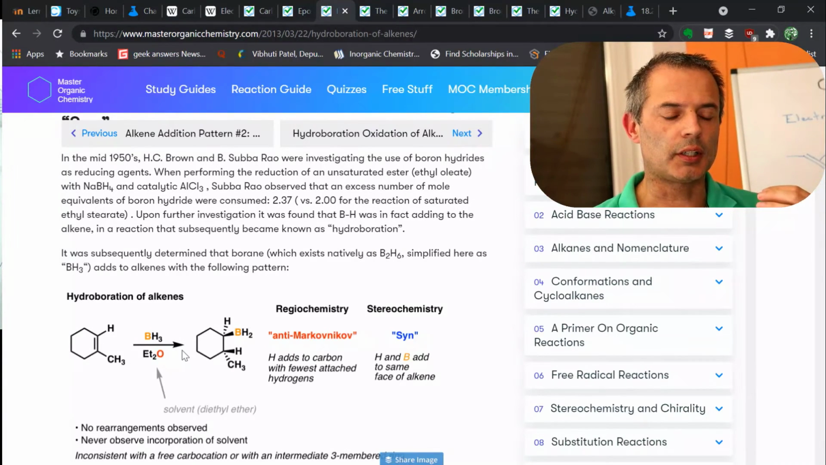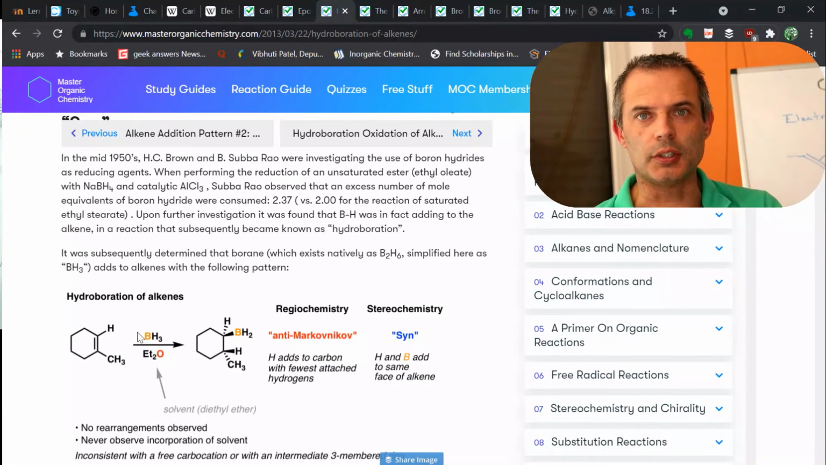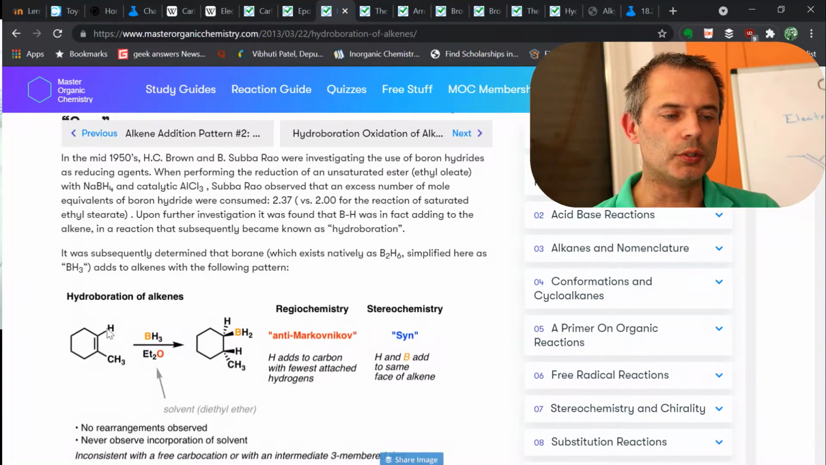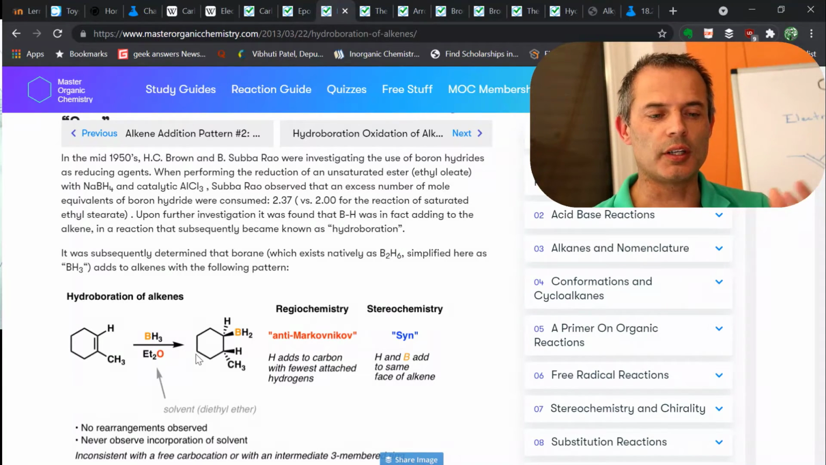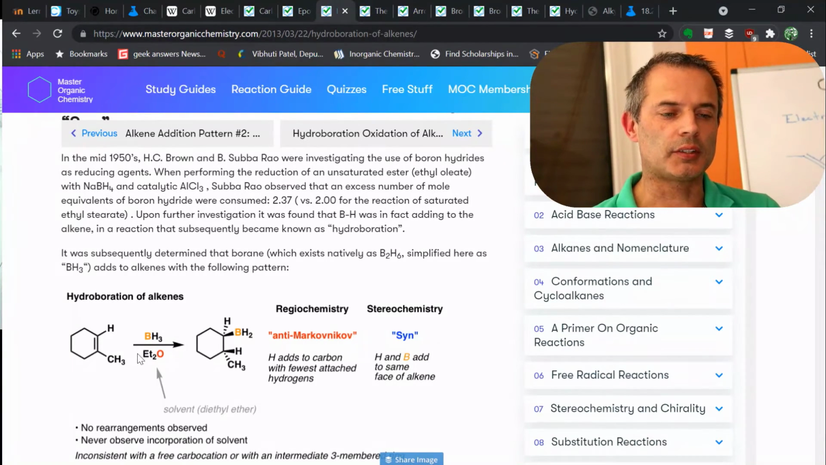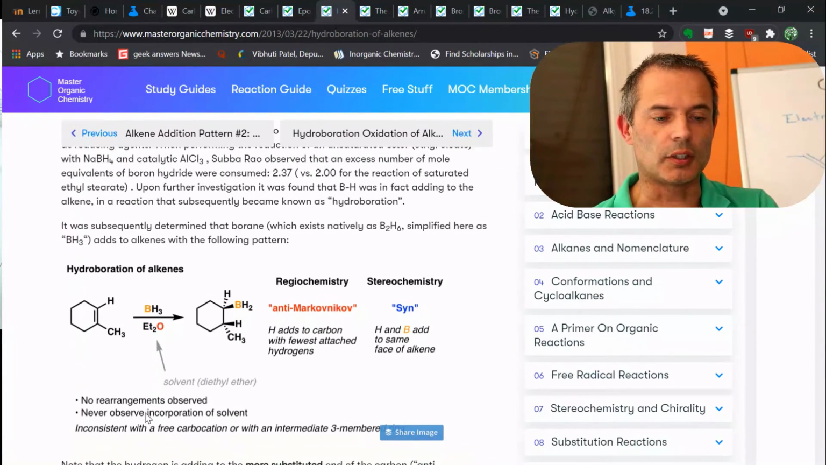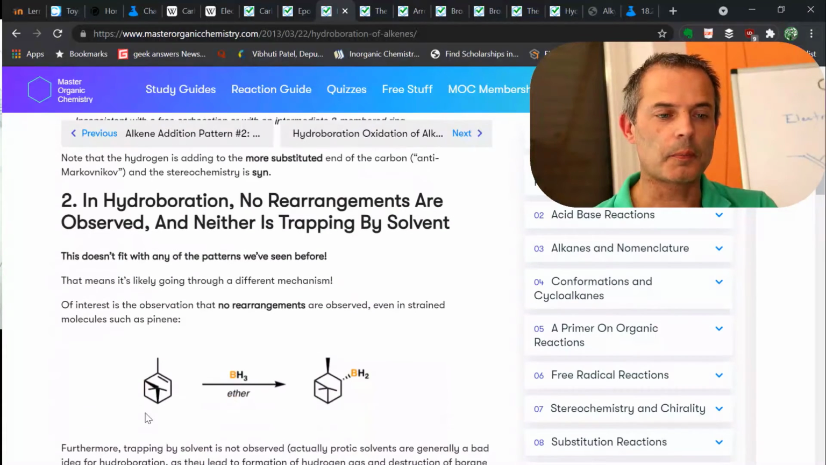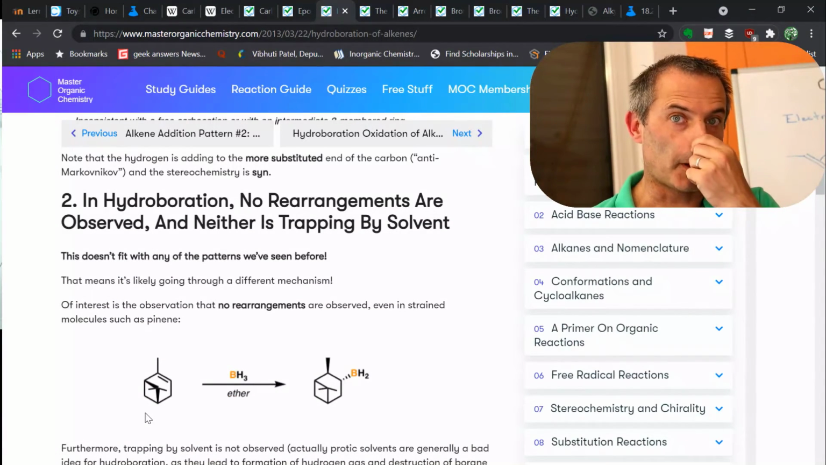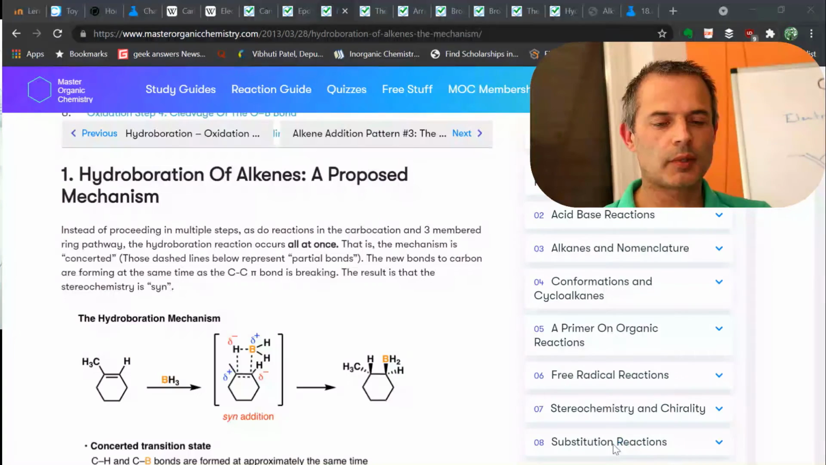So if we take a borohydride, which is an interesting reagent, we will reduce this double bond. So we're going to add hydride to it. But we tend to end up with hydrogen added to the carbon with the fewest attached hydrogens. So it goes strangely the wrong way round. So something new is happening. It's not agreeing with what we've seen so far. So therefore, we would expect some kind of alternative mechanism.